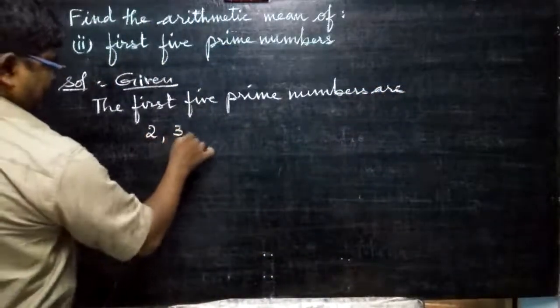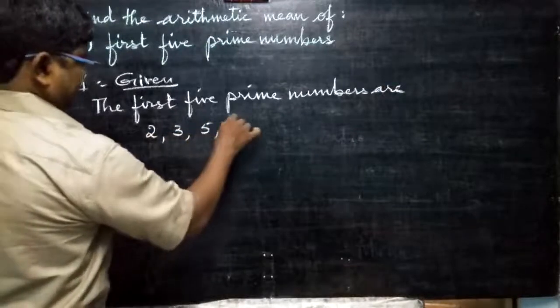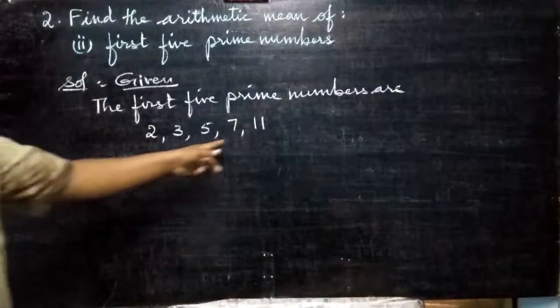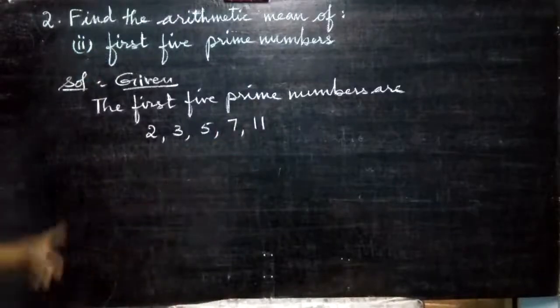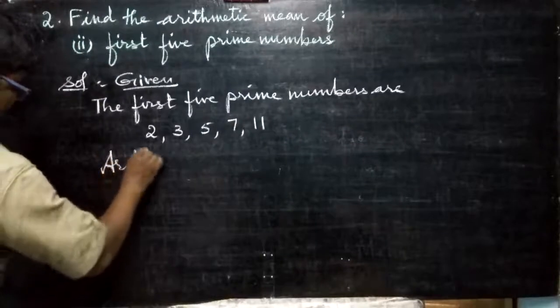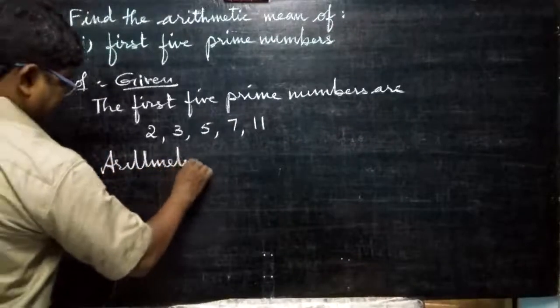2, 3, 5, 7, 11. These are the prime numbers. You know already prime numbers. Now they are asking to find arithmetic mean. Mean or arithmetic mean, both mean the same.